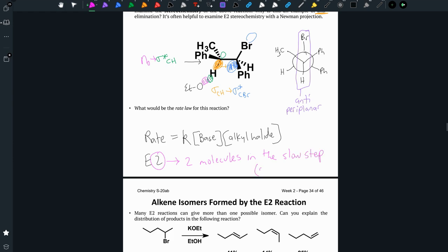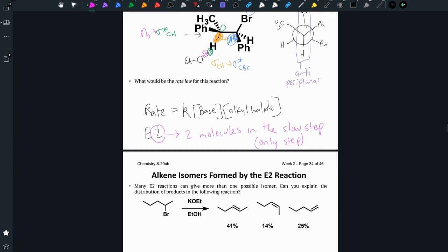In this case, it's actually the only step. But if there were subsequent steps in this mechanism, if this is the slow one, that's the one that matters for determining the rate law. So that's just where the name E2 comes from, if you're wondering why 2.